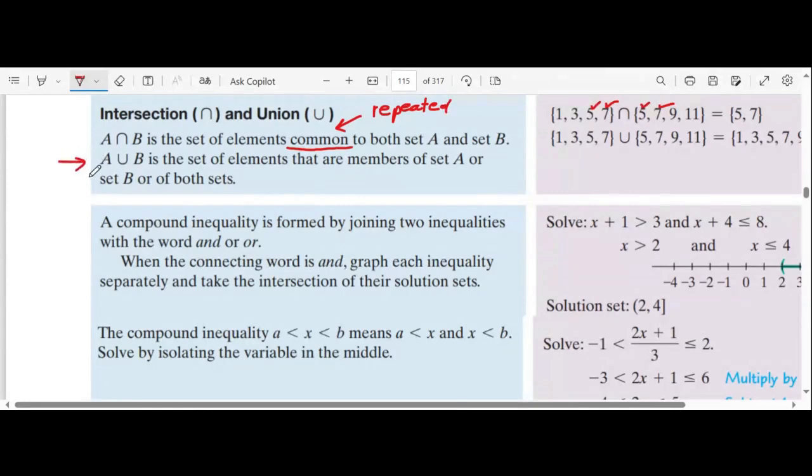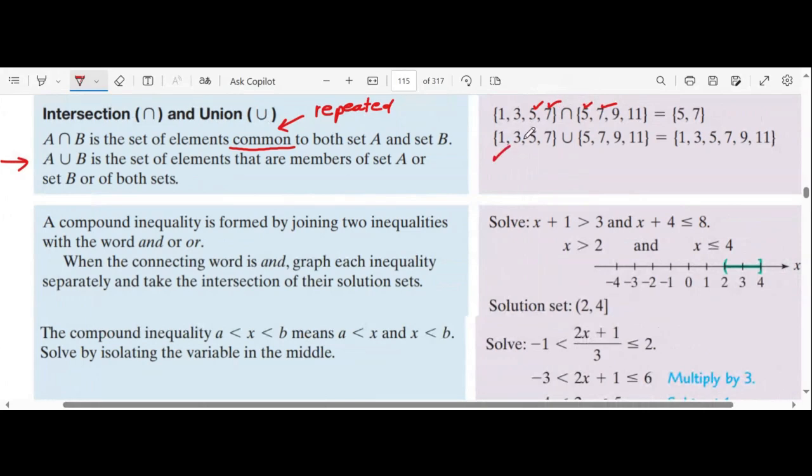Next type is A union B, the set of elements that are members of set A or set B or both sets. So take a look here, 1, 3, 5, 7 and 5, 7, 9, 11. Is 1 repeated? No, so we'll take it because it's union. Is 3 repeated? No, so we take 3. Is 5 repeated? Yes. We take only one, we don't take both. Is 7 repeated? Yes. We take only one.